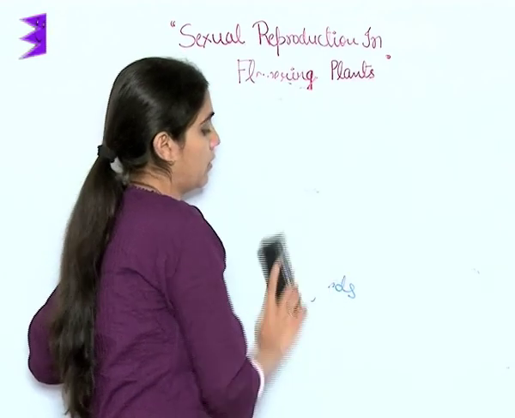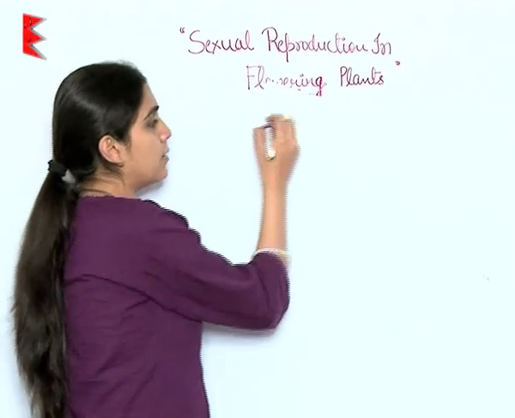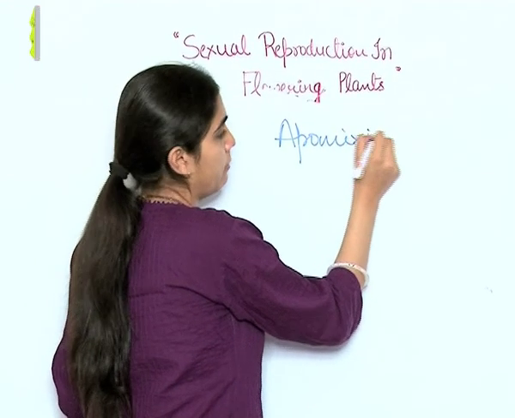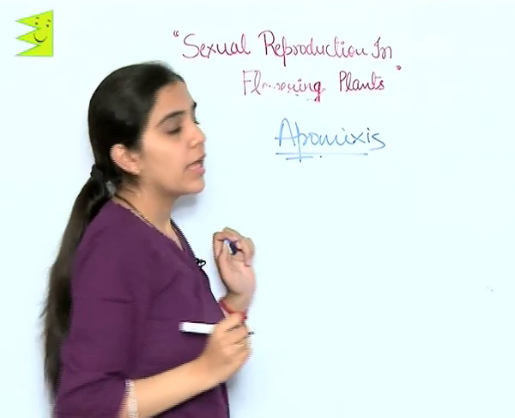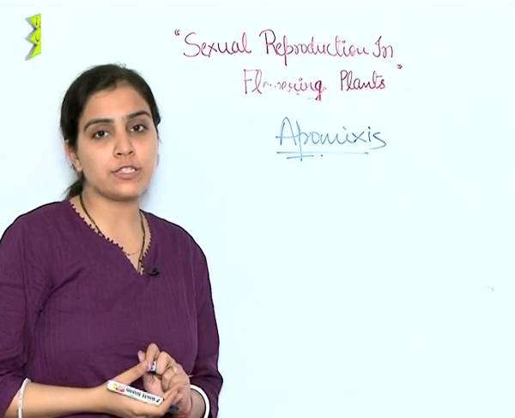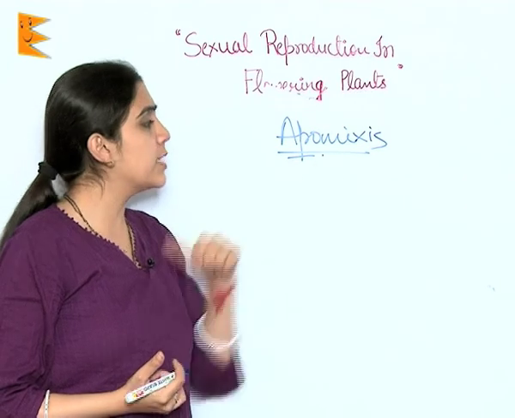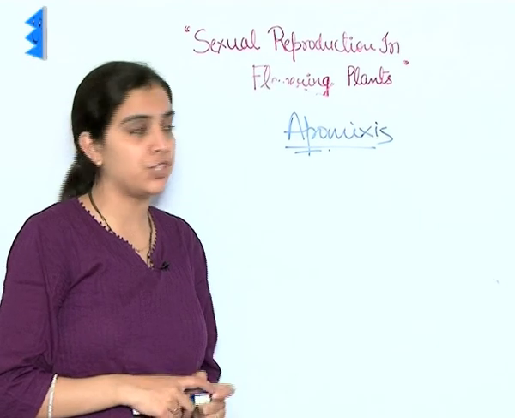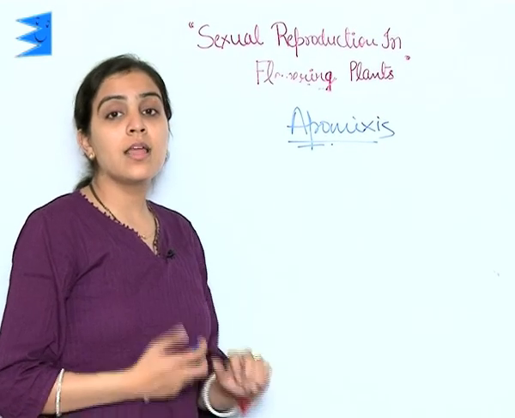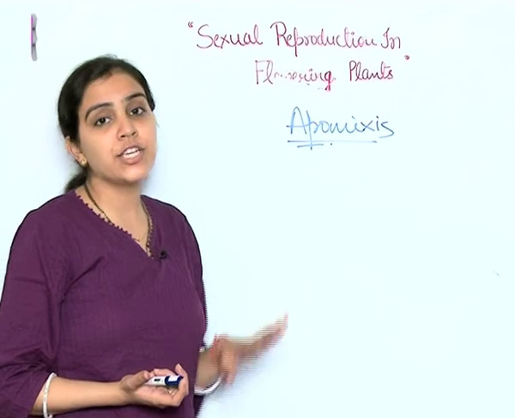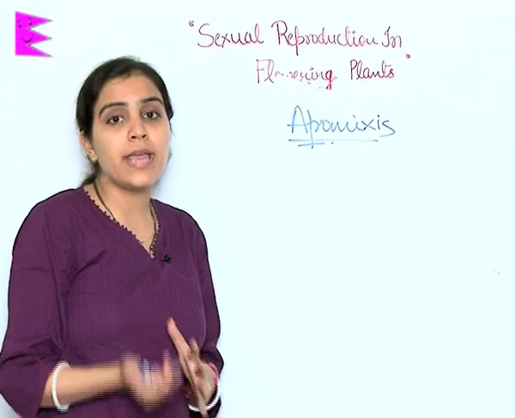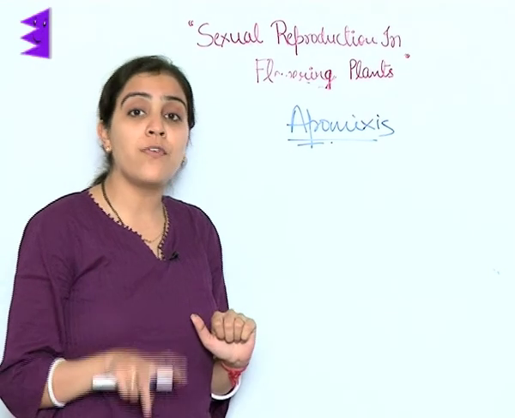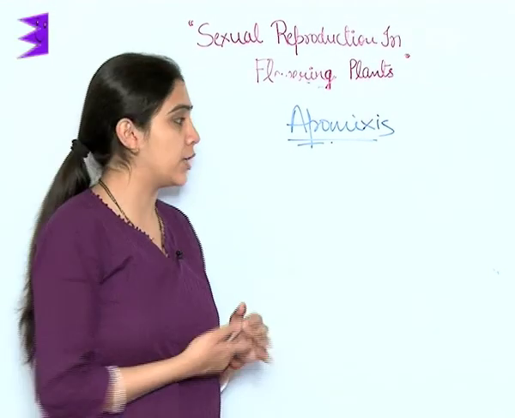Now, let us understand this term apomixis. A few plants of the family Asteraceae and grasses show this phenomenon. In this phenomenon, seeds are formed without fertilization. This is nothing but a mimicry, an imitation of sexual reproduction. In sexual reproduction, actual fertilization occurs and then seeds are formed. But in this case, seeds are formed without fertilization.